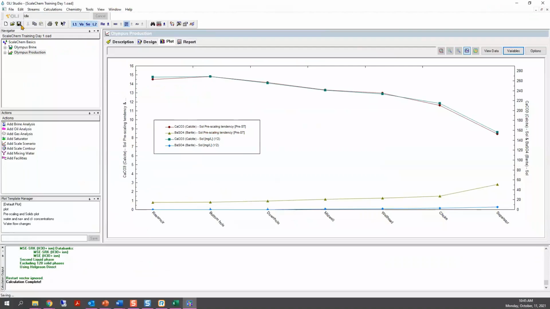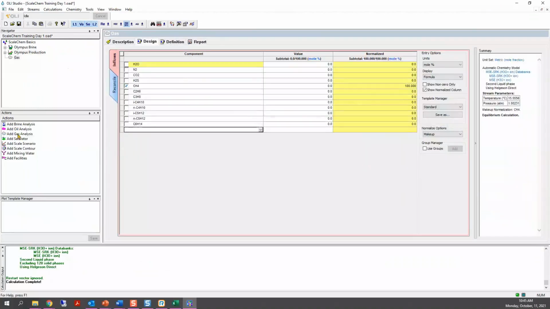Okay, so the next step here is go to the Actions pane and add a gas analysis. Double click on it, and then let's change this name. Rather than say just gas, just name it Olympus gas.